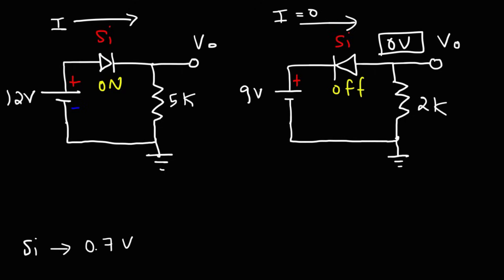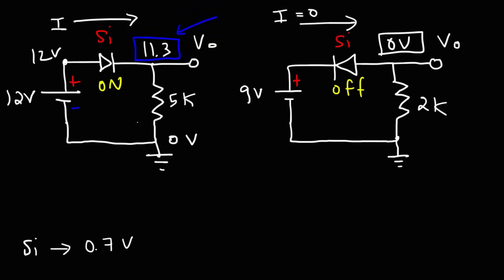But now let's focus on the circuit on the left. We can assign the ground as a potential of 0. The potential at this point will be 12. The silicon diode has a voltage drop of 0.7. 12 minus 0.7 will give us an output voltage of 11.3. So that's the first answer for the first problem.